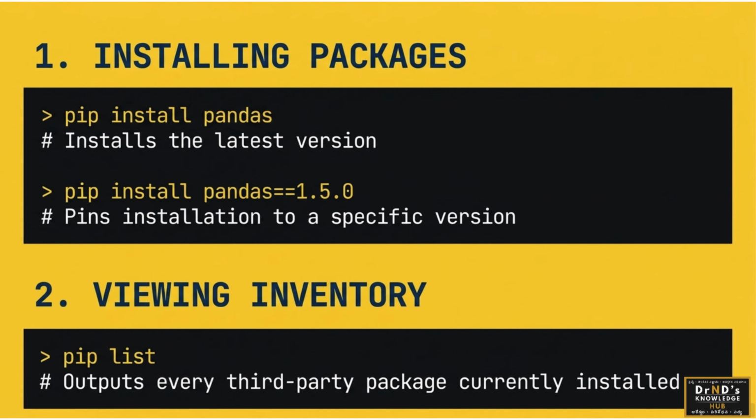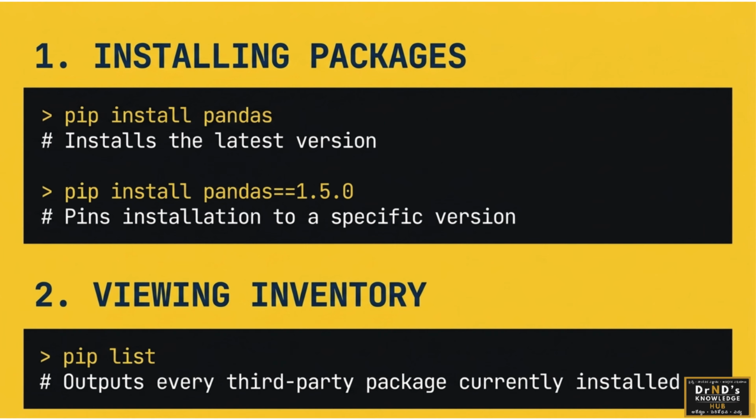Installing a package is very simple. To install the latest version of Pandas, we type pip install pandas. PIP automatically downloads the latest stable version of Pandas from PyPI. Sometimes research projects require a specific version. For example, a published pharmacology analysis pipeline may have been developed using Pandas version 1.5.0. In such cases, we specify the exact version: pip install pandas==1.5.0. Version control ensures that scientific results remain reproducible.